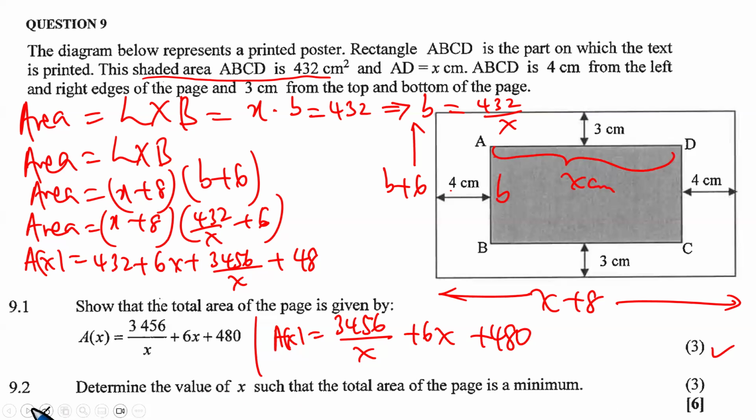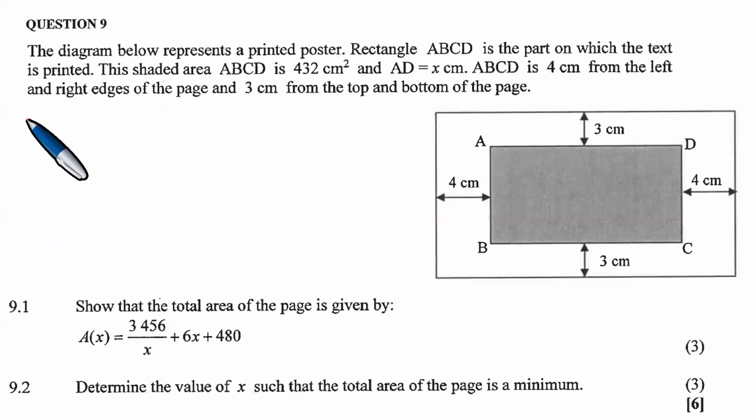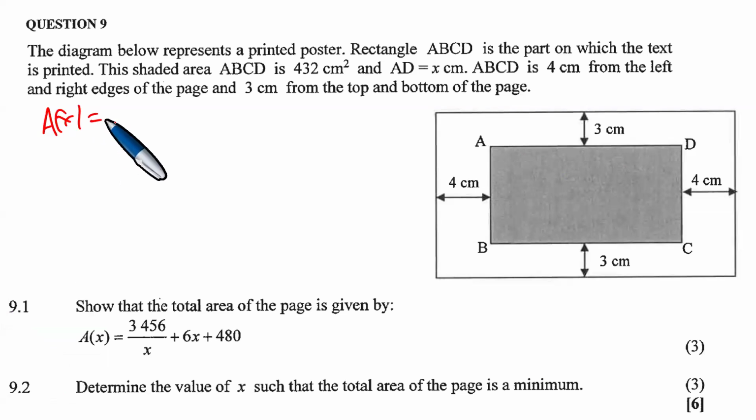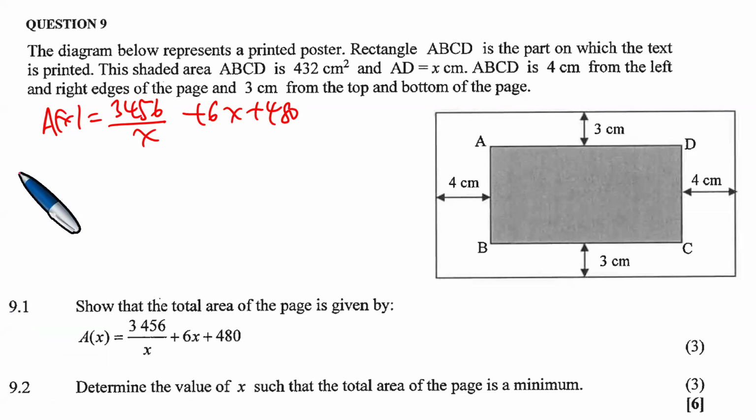In question 9.2, the examiner is saying determine the value of X such that the total area of the page is a minimum. And we are able to minimize the area as follows. So in 9.2, first things first, we know that the area itself was determined in the previous question. So this is a hands question, and the answer entirely depends on the answer to the previous question. So the area, which is 3456 divided by X, plus 6X plus 480. So we are able to find the slope. And what is the slope?